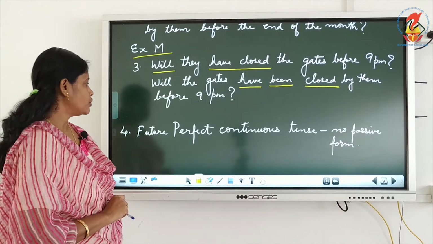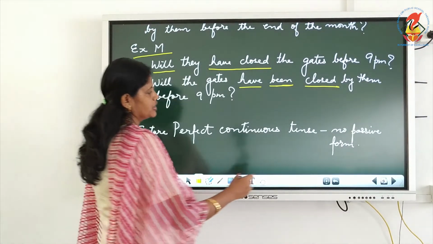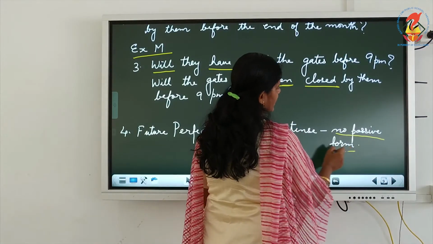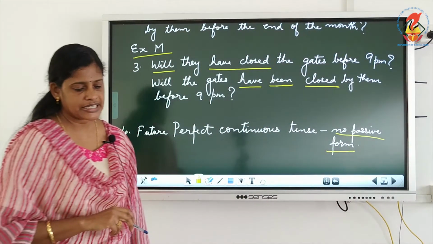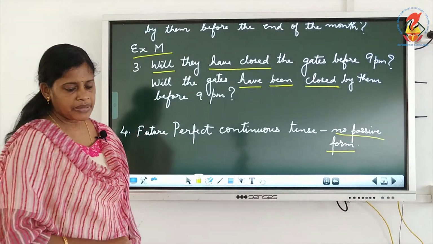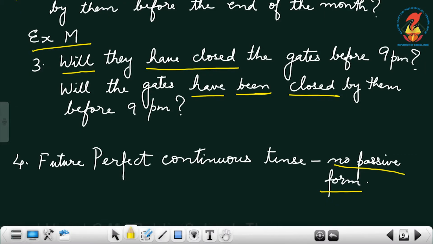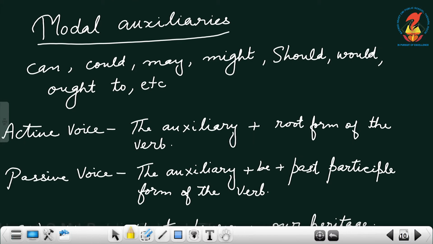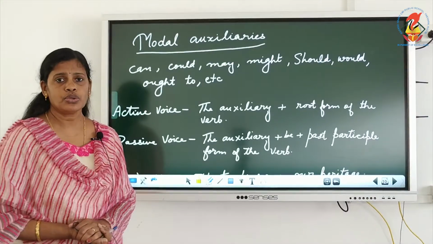And again, as I told you, in future perfect continuous tense also, there is no passive form. So we have only passive form for simple future and future perfect tense. But then there are certain exceptional cases, children, different types of sentences which you should know how to convert.